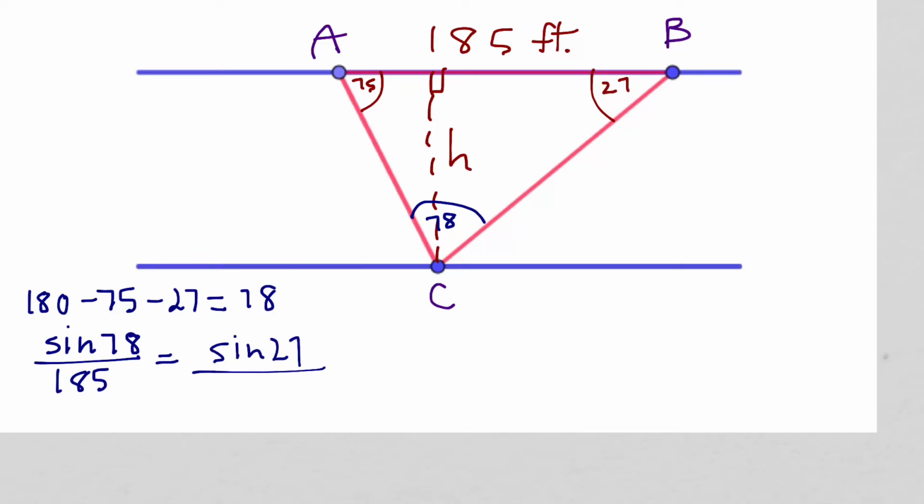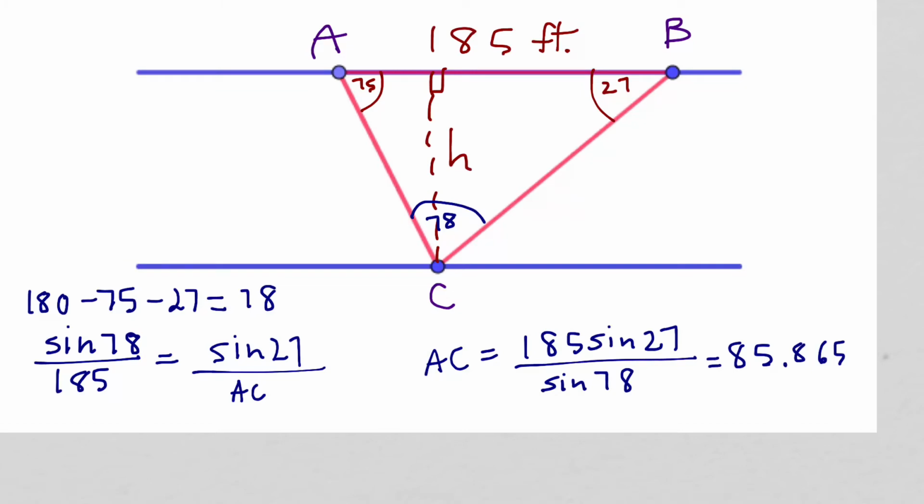Let's just call it side AC. All right, so I can cross multiply and divide. So I can say AC is equal to 185 sine of 27 divided by sine of 78. So I typed this into my calculator and I got 85.865 feet. So that's this side over here, 85.865. All right, so now let me just highlight the triangle a minute.